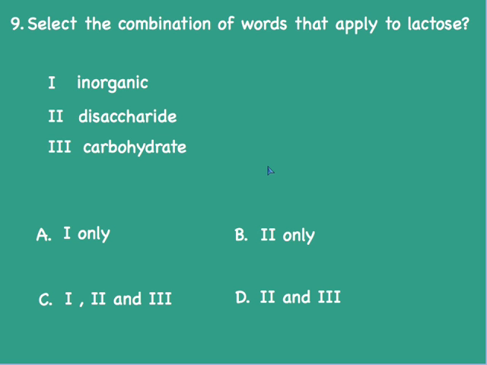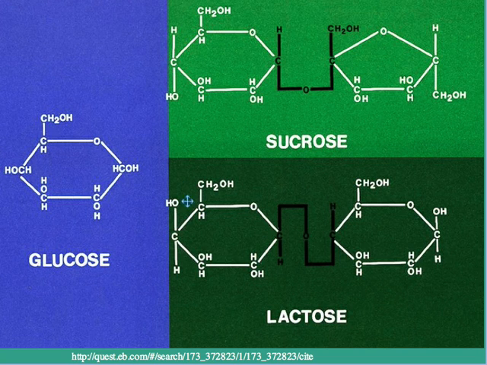Select the combination of words that apply to lactose. Lactose is a disaccharide. Disaccharides are carbohydrates. And as question 8 mentions, these disaccharides and carbohydrates are organic, leaving us with the choice of 2 and 3. Answer D. In the particular case of lactose, it is a disaccharide comprised of a glucose unit joined to a galactose unit. Another example of a disaccharide is sucrose, made up of glucose and fructose.